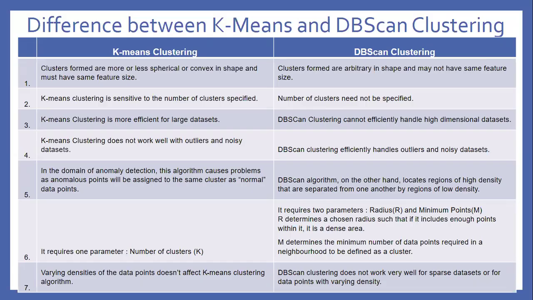K-means clustering is sensitive to the number of clusters specified. In DBSCAN clustering, the number of clusters need not be specified. K-means clustering is more efficient for large datasets. DBSCAN clustering cannot efficiently handle high dimensional datasets.